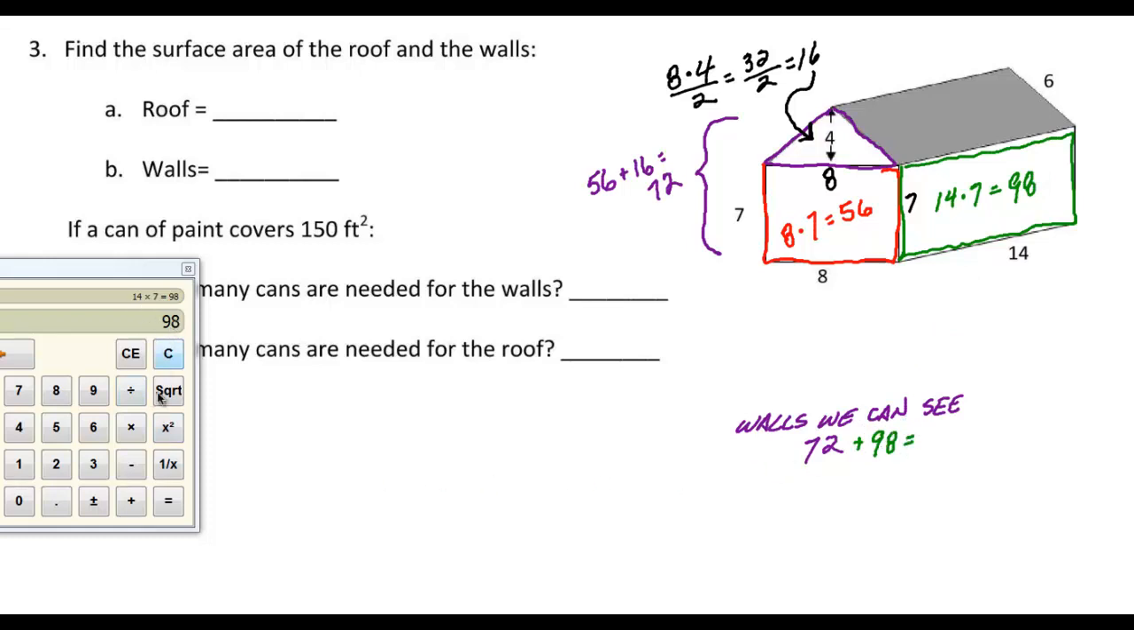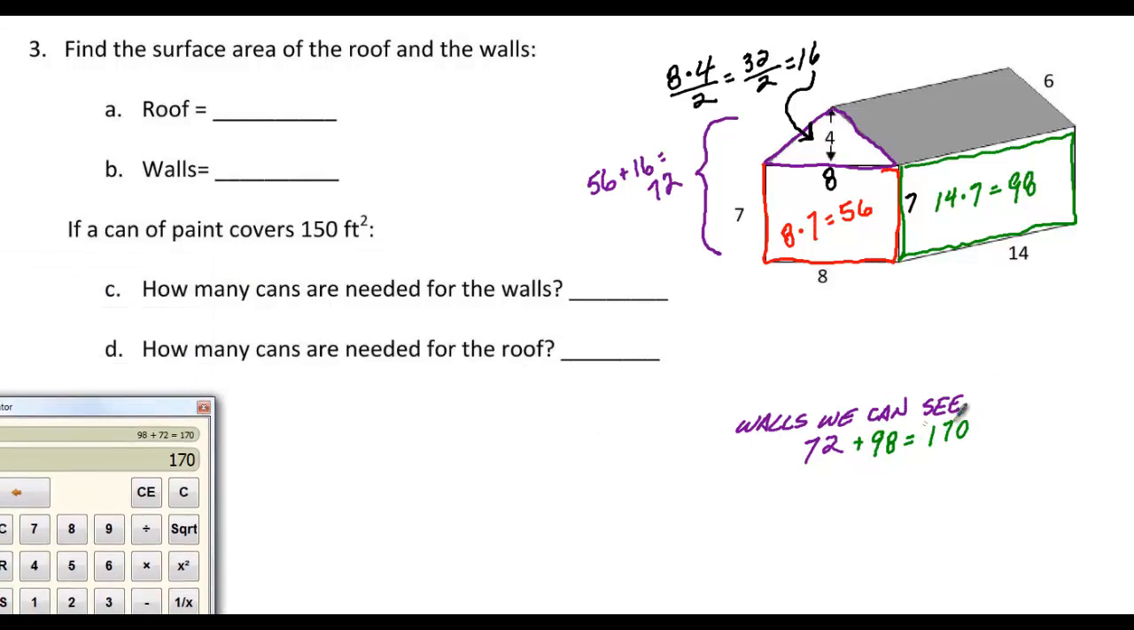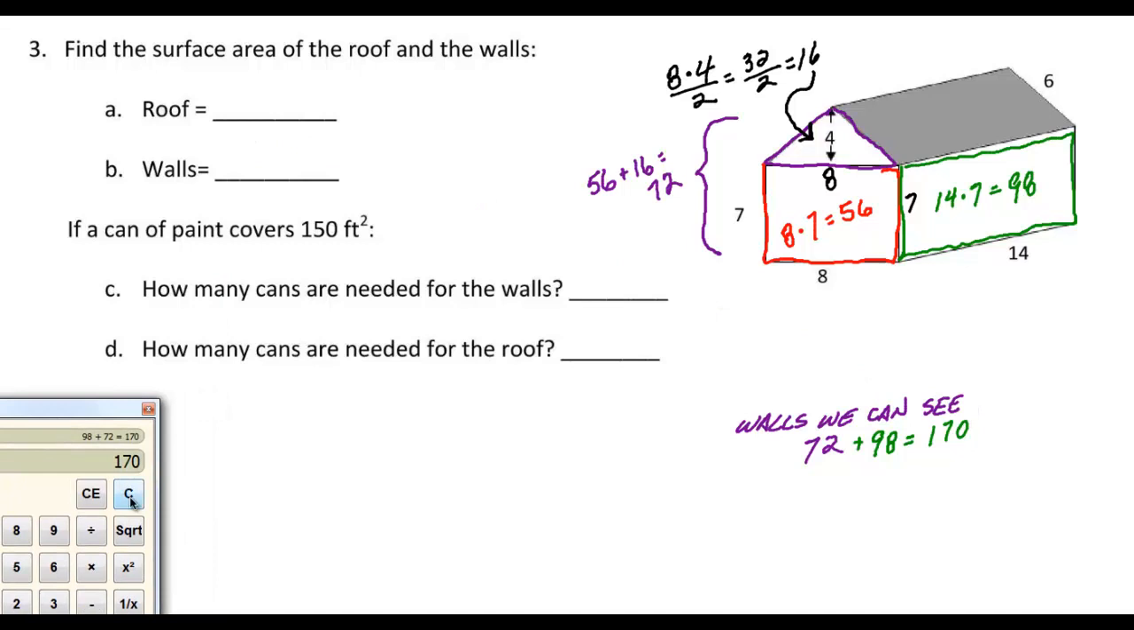And if we add those together, 98 plus the 72, that gives us 170. So let's bring that 170 up to the top, up to our walls line. And remember, that's the walls we can see. There's another section of walls just like it. So we're going to multiply by 2. And all together, we get 340 square feet.